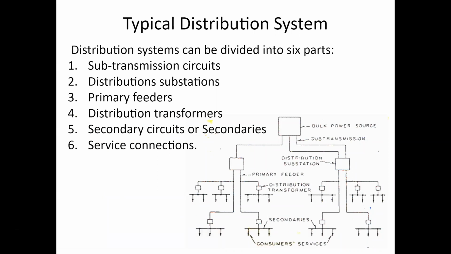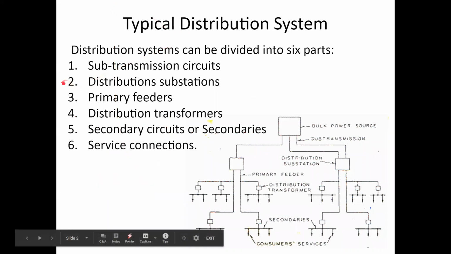The total distribution system is divided into 6 sections. It happens in 6 levels. The first level is the sub-transmission circuit. We have the bulk power source.